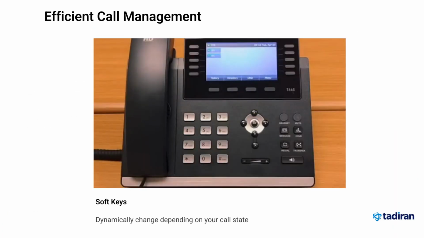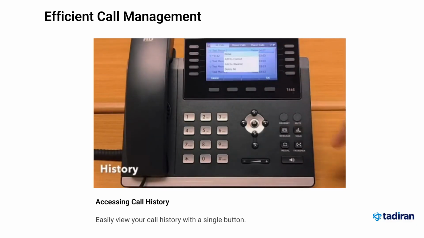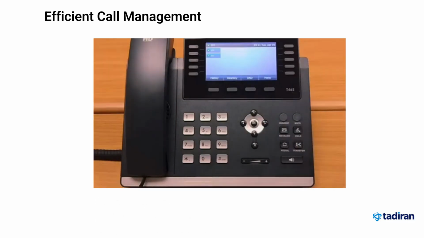The buttons at the bottom of your screen are called soft keys, and they change depending on your phone's state. The history button will show your call history. You can find more call details by pressing Option, and here you can select Detail, which will give you more information on the call and let you place that number into your directory. The Directory button will open up your directory settings.